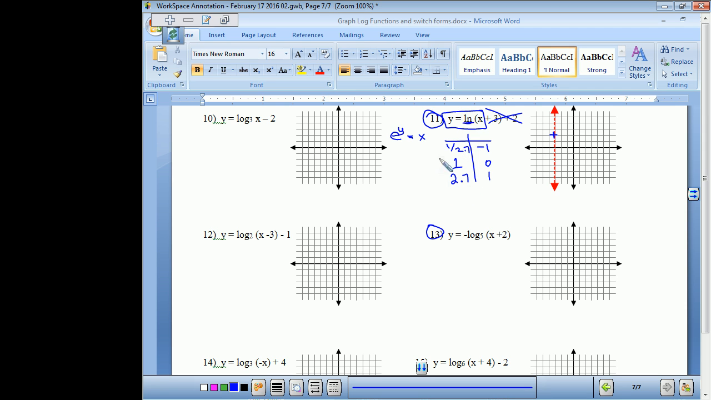All right, so from my starting position, I go over about a third and down 1. Go over 1, go over 2.7-ish, and up 1. And there's your graph.